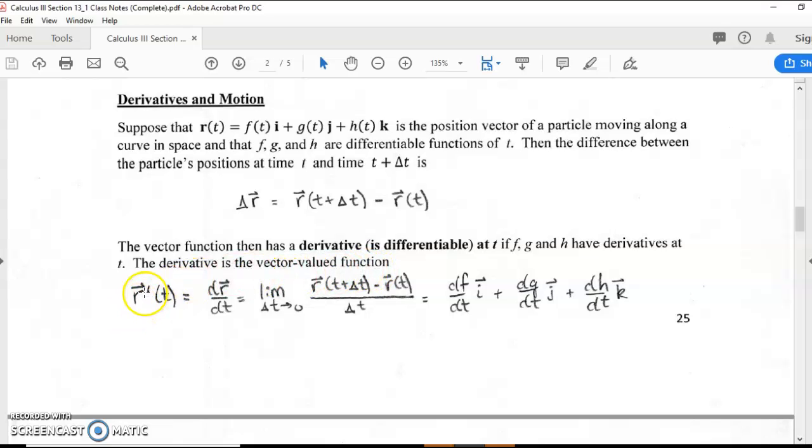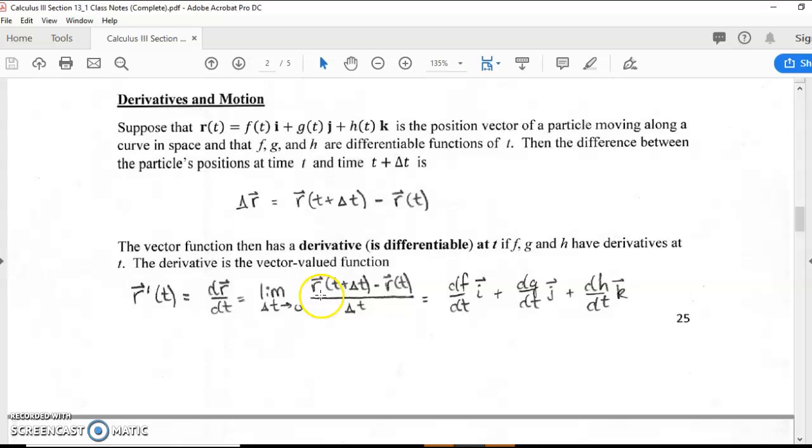We use the same notation we learned back in Calc 1, so r prime of t, knowing we have a vector valued function, not just a regular function of one variable. Other notation again is dr dt. Well, what is it really? It's the limit as delta t approaches 0 of r of t plus delta t minus r of t over delta t.